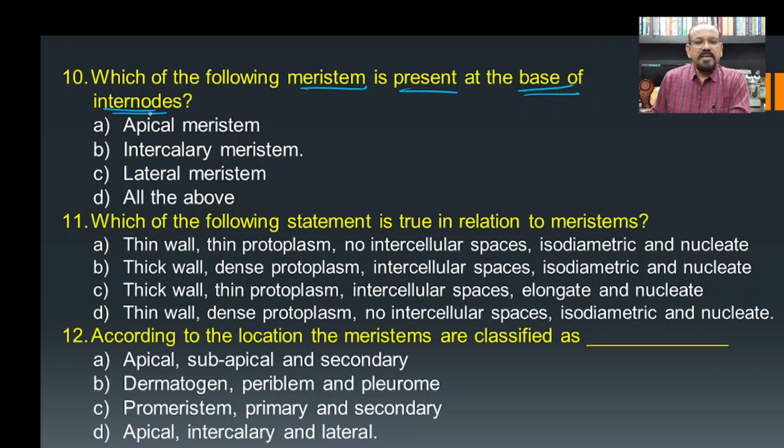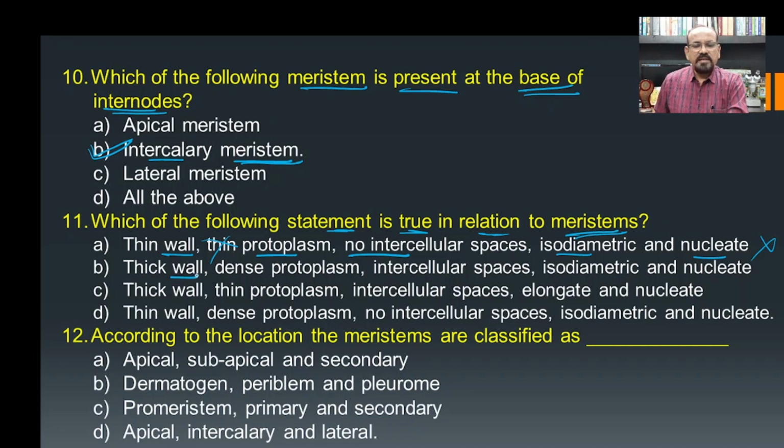So the base of the internode contains the intercalary meristems, and hence B will be the correct answer for this question. Then, which of the following statements is true in relation to the meristems? So the thin wall with the thin protoplasm, dense protoplasm, no intercellular spaces, then isodiametric and nucleate. So this will be the wrong one.